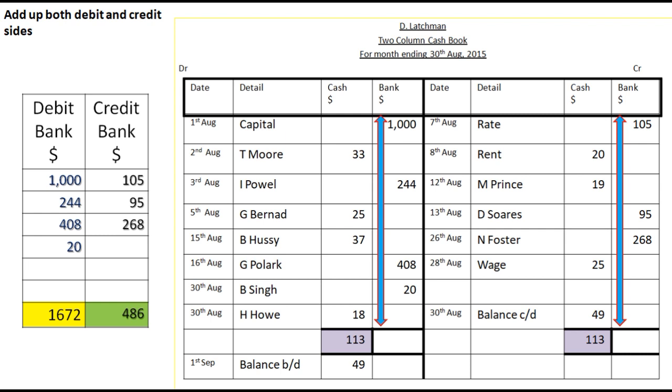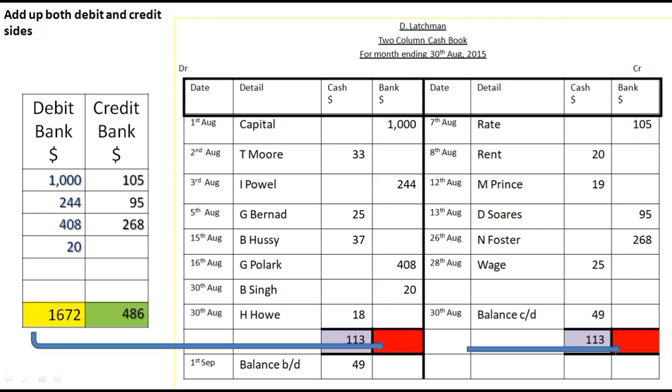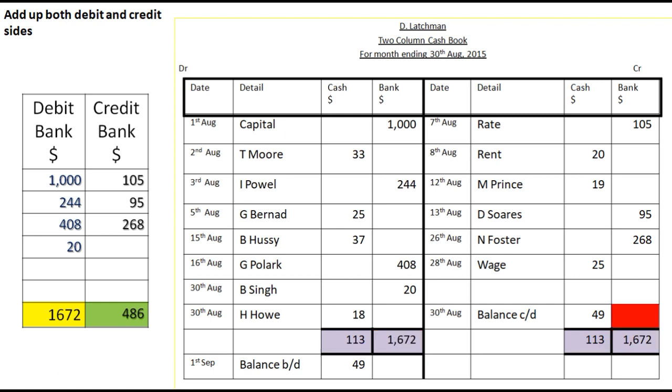Now we have to see which side has the larger amount, and the debit side in this case has the larger amount. We will look at an example later on where the debit side won't always have the larger amount, but not in this example here. Since the debit side has the larger amount, that 1672 we will place at the bottom of the bank columns for both sides. Then we have to balance it out, because when we add up the debit side, we'll end up with 1672. But when we add up the credit side, we won't end up with 1672.